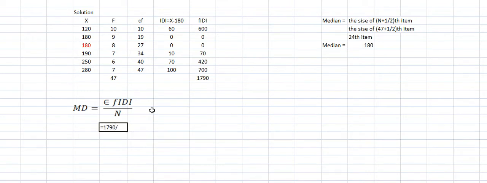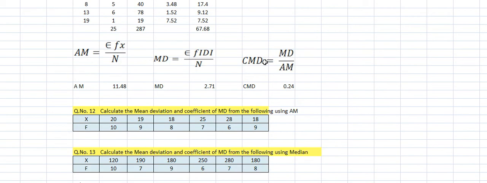1790 divided by, what is your n? N is here, how much? See, 47. So the answer is this one. How much is the answer? So the answer is 38.09. Then what is the coefficient?